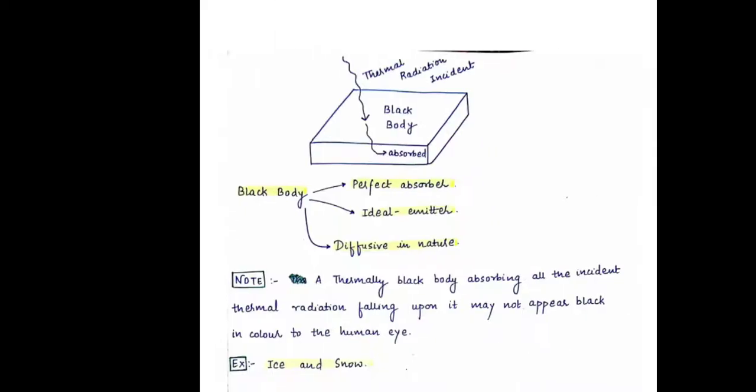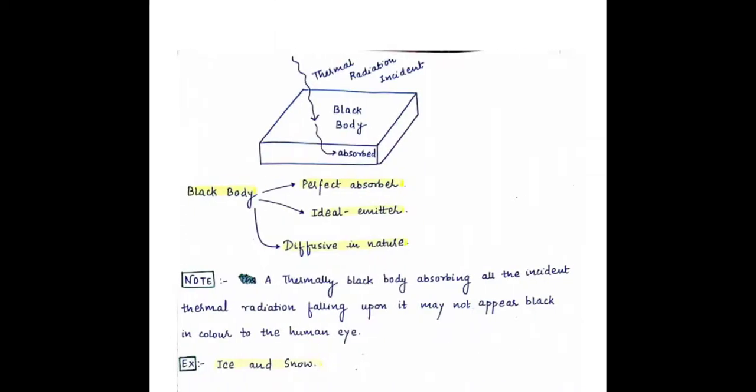Friends, a black body is the body which absorbs all the thermal radiation incident or falling upon it. A black body is the perfect absorber, ideal emitter and diffusive in nature. Though a black body absorbs all the incident thermal radiation falling upon it, it may not appear black in color to the human eye. Its example is ice and snow.